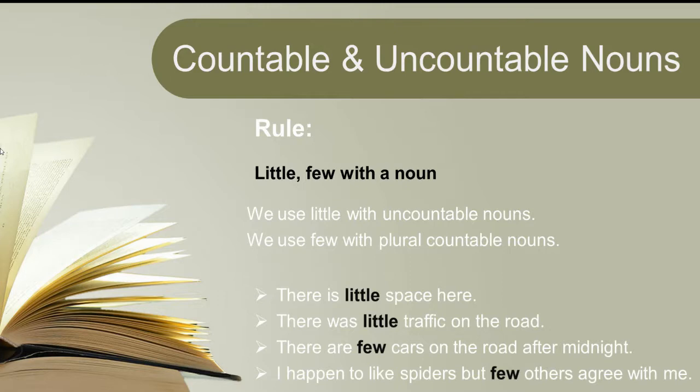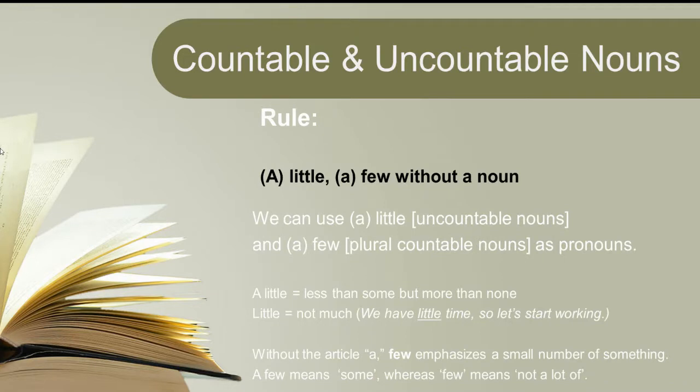On the other hand, with plural countable nouns like apples, oranges, persons, cars, we use few. For example, there are few cars on the road after midnight. Similarly, we use a little with uncountable nouns and a few with plural countable nouns.